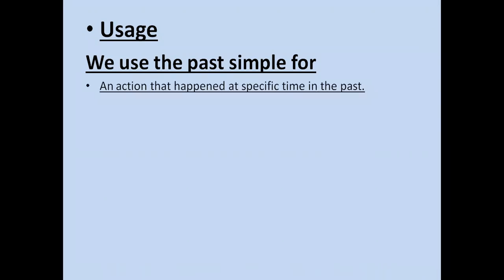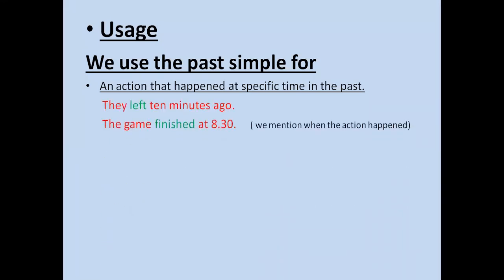What is the usage of past simple tense? We use the past simple for an action that happened at a specific time in the past. For example, they left 10 minutes ago. Example number 2, the game finished at 8:30. Take care that we mention when the action happened.